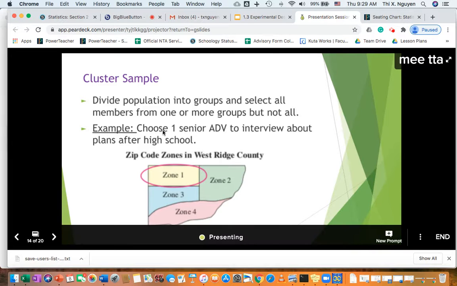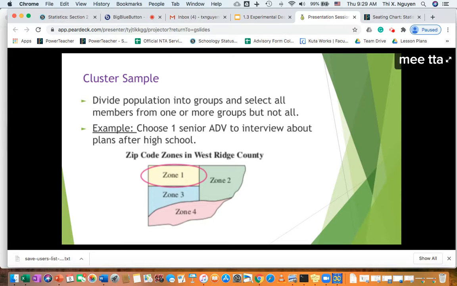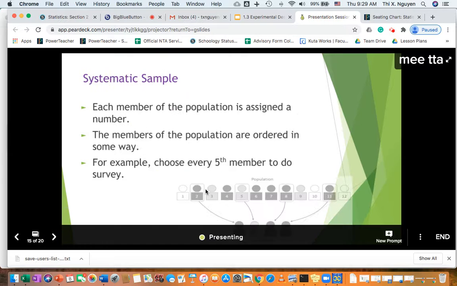So for example, I'm choosing one senior advisory to interview about their plans after high school instead of doing every senior advisory. Cluster means I have 1, 2, 3, 4 groups, but I only choose one group to do it. You may choose more than one, don't get me wrong. You may choose group 2. But whatever you do, you choose the entire group instead of pulling from each group. That's the difference.